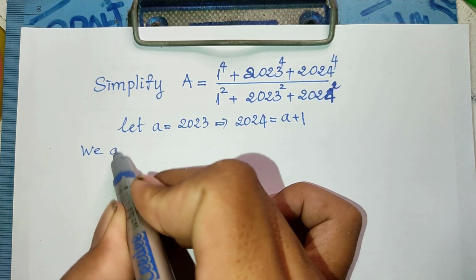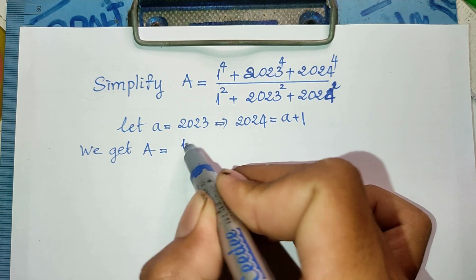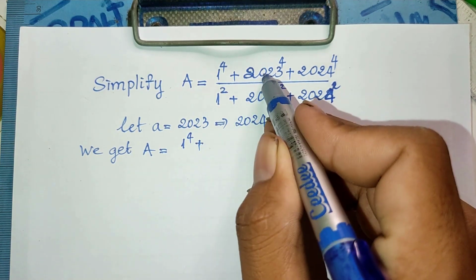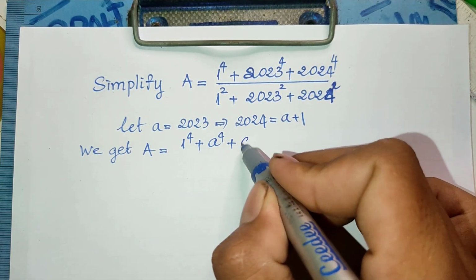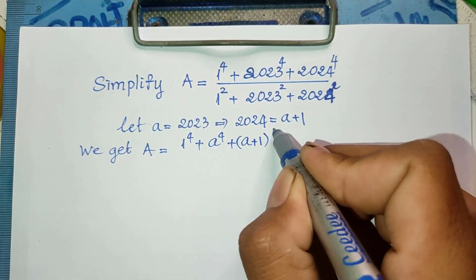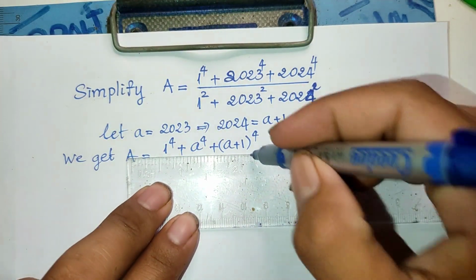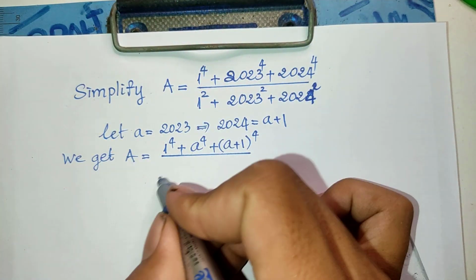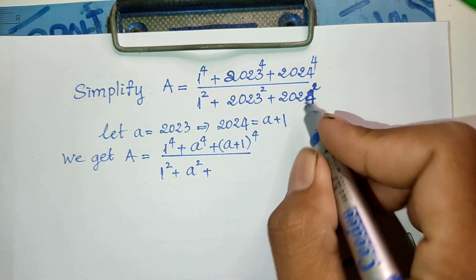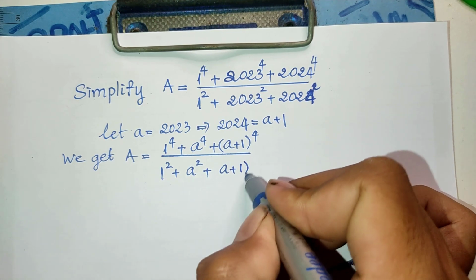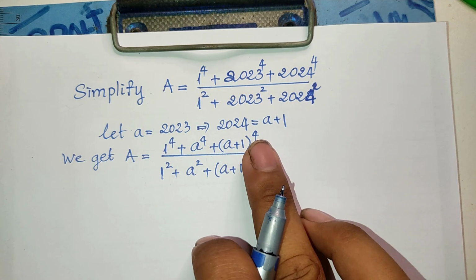Okay, so we get expression A equal 1 plus a power 4 plus (a plus 1) power 4, divided by 1 squared plus a squared plus (a plus 1) all squared. And now this is plus 1 power 4.